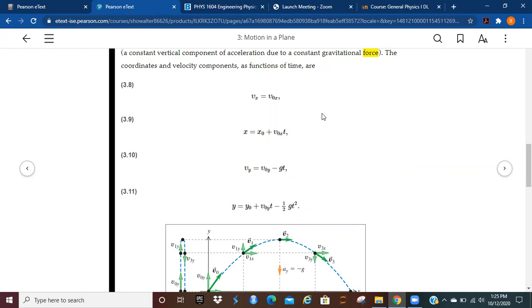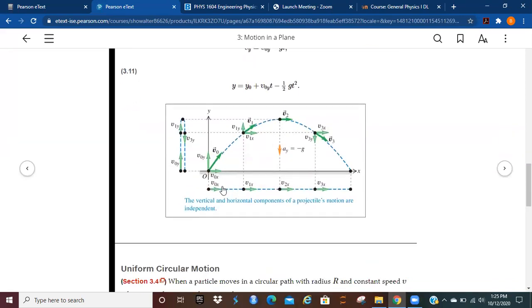The distance traveled is going to be where you start from plus the velocity in the x direction times the time. For the y direction, the velocity in the y direction is going to be your initial y velocity minus the gravitational acceleration times time. And the distance traveled in the y direction is going to be where it starts in the y direction plus the initial velocity in the y direction times t minus 1/2 g t squared.